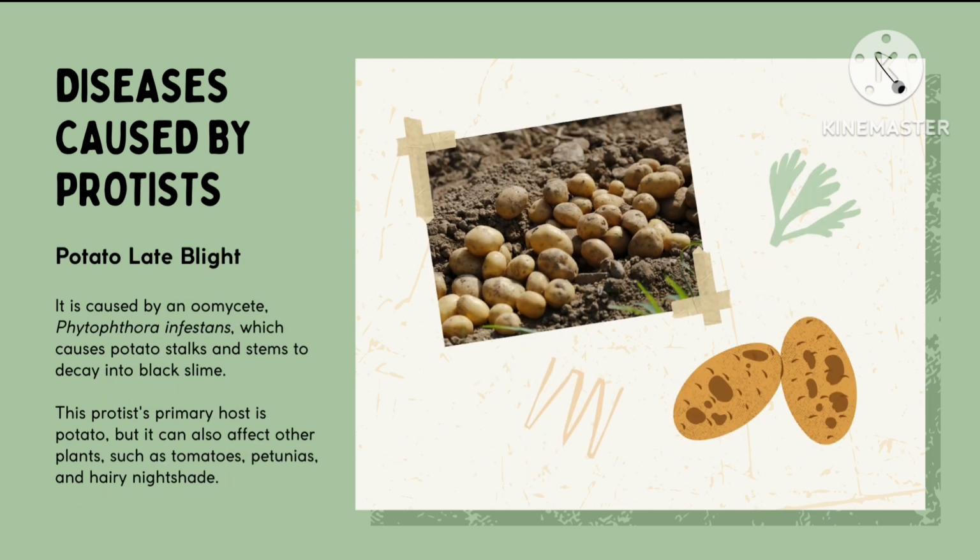Diseases caused by protist. Potato late blight. It is caused by an oomycete, Phytophthora infestans, which causes potato stalks and stems to decay into black slime. This protist's primary host is potato, but it can also affect other plants such as tomatoes, petunias, and hairy nightshades.